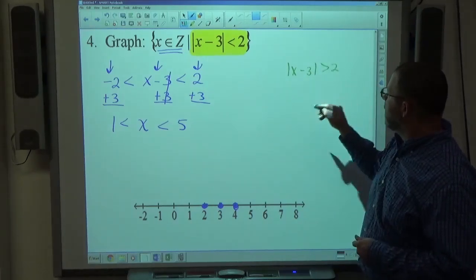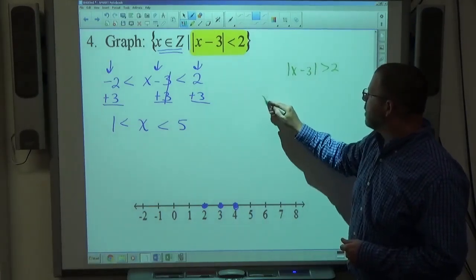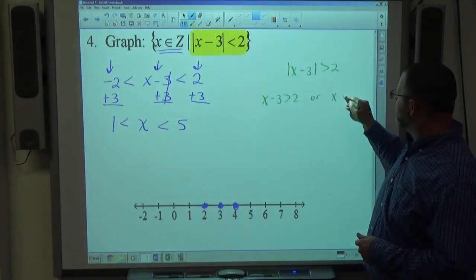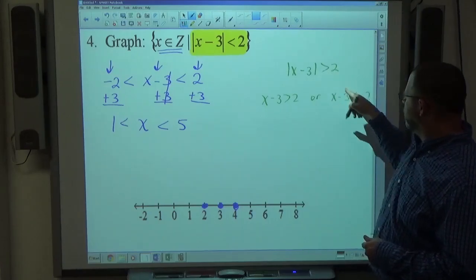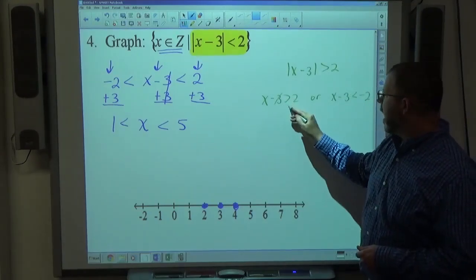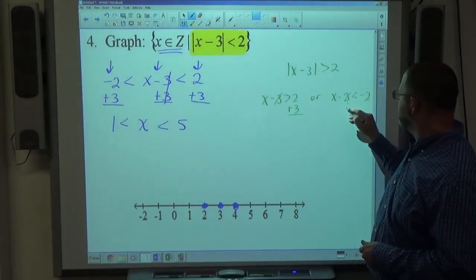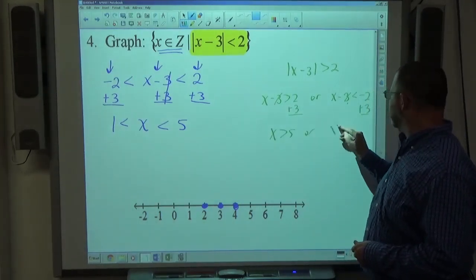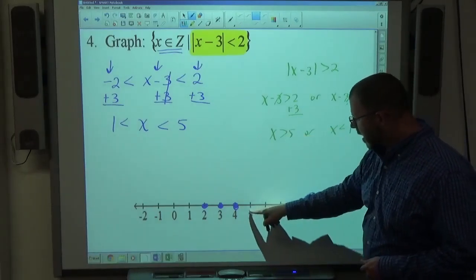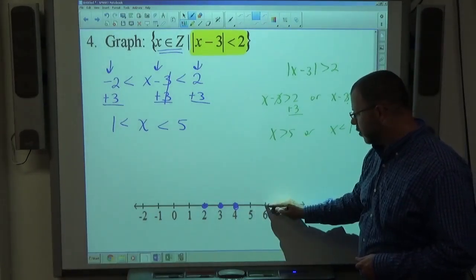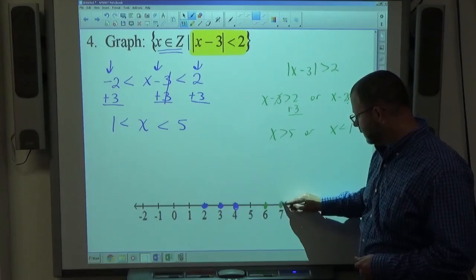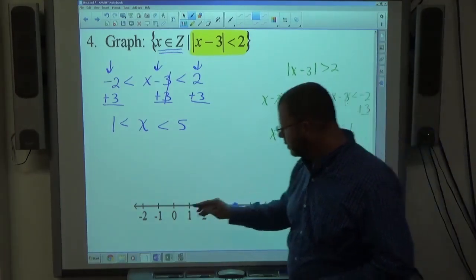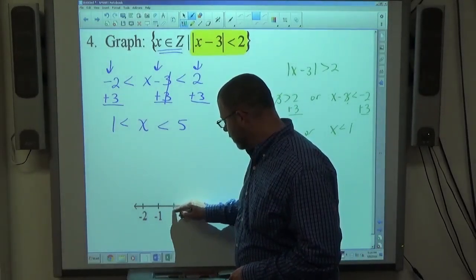Now, just for instance, had the problem been this, absolute value of x minus 3 is greater than 2, we change this into x minus 3 is greater than 2, exactly what you see without the bars, or x minus 3 is less than negative 2. Flip the symbol, change the sign. Add 3, add 3. That gets me x is greater than 5 or x is less than 1. Greater than 5, not equal to 5, but integers would start here and go this way. Less than 1, not including 1, starts here and goes this way.